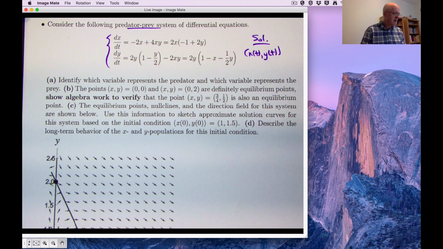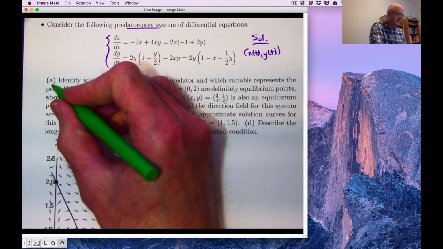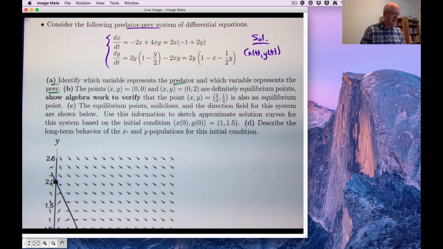Part A asks to identify which variable represents the predator and which one represents the prey. I think it's unfortunate that both of those words start with the same 3 letters, PRE, because I think it's pretty easy to get them confused. The word predator does have a pretty common connotation in people's minds: an animal that eats other animals. But prey, you kind of have to spend a second to think about it, that, oh yeah, prey is the one that gets eaten. So the predator eats the prey. Interactions with the predator are bad for the prey's growth rate. Interactions with the prey are good for the predator's growth rate.